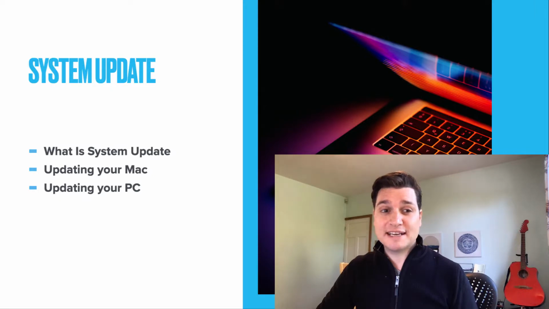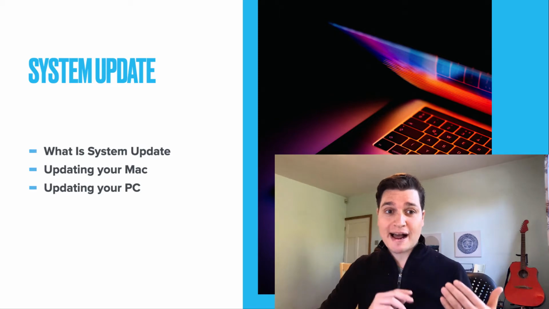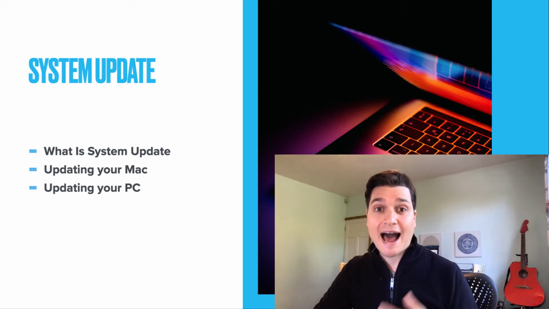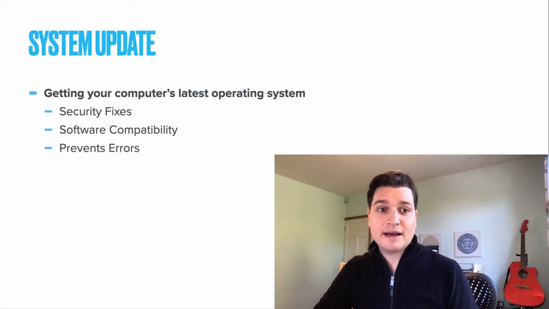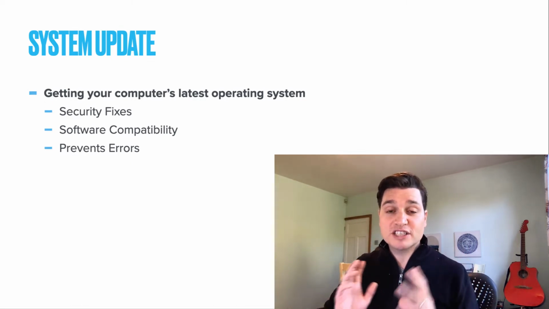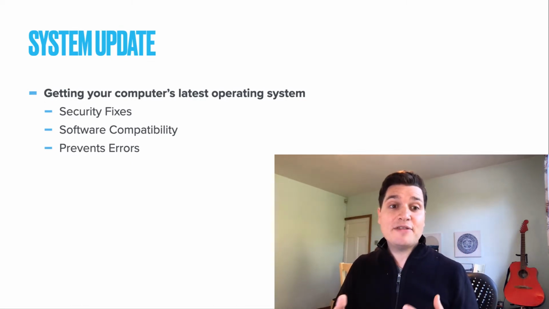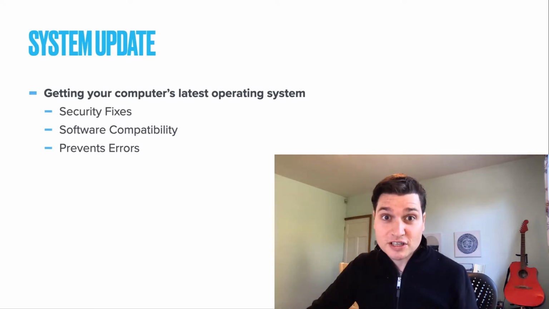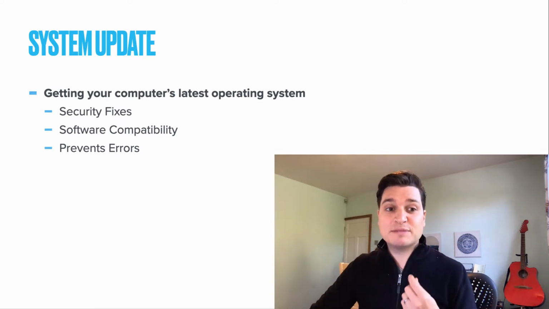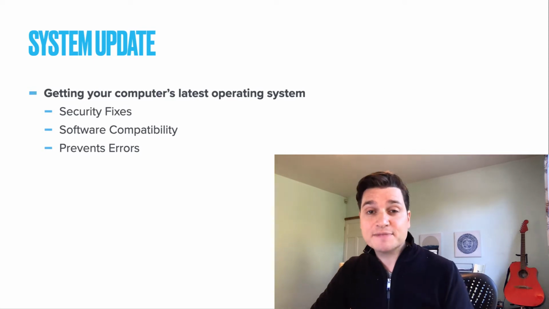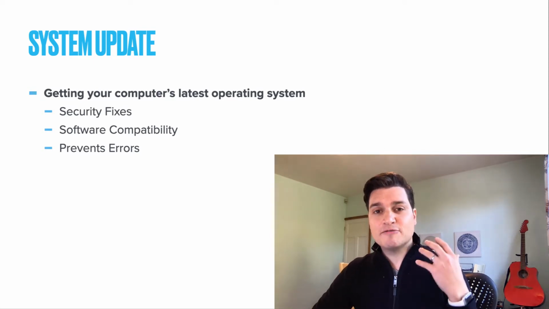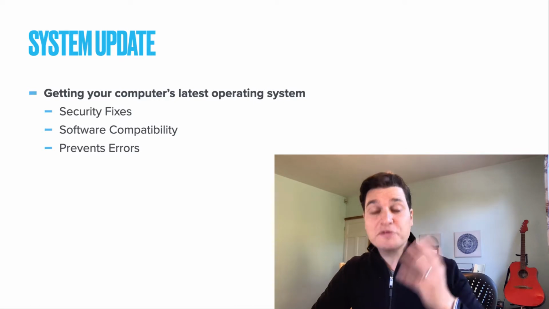So let's talk about the first thing, which is system updates. So what is a system update? And then I'm going to show you how to update your Mac or your PC to make sure you're running at the best capabilities. Now, you'll see updates happening all the time on your phone or computer, and these are fixing security flaws, they're fixing software compatibility issues, and preventing errors. So if you want your computer to be running at its peak optimum level, you just need to go through system updates. I'm now going to show you that on PC and Mac.